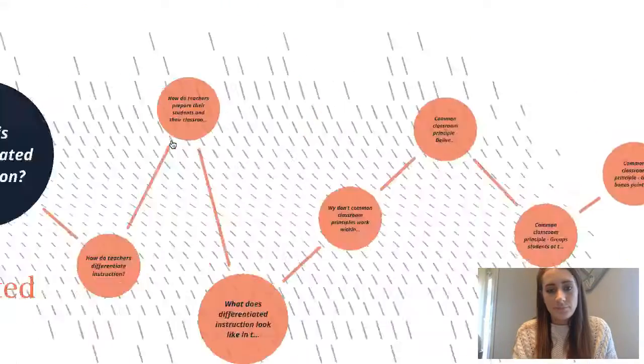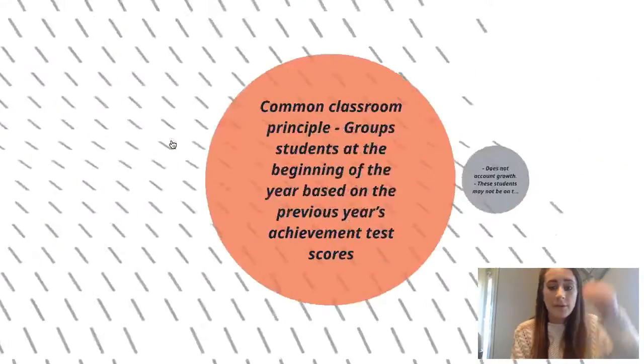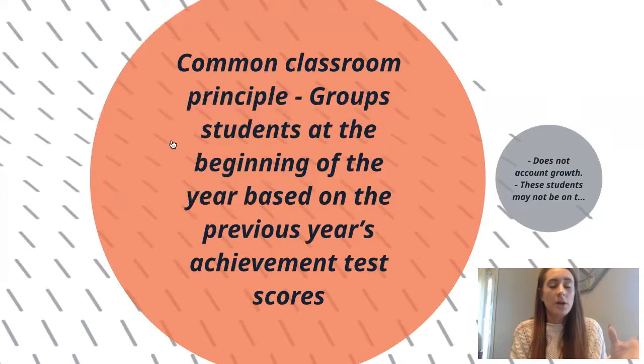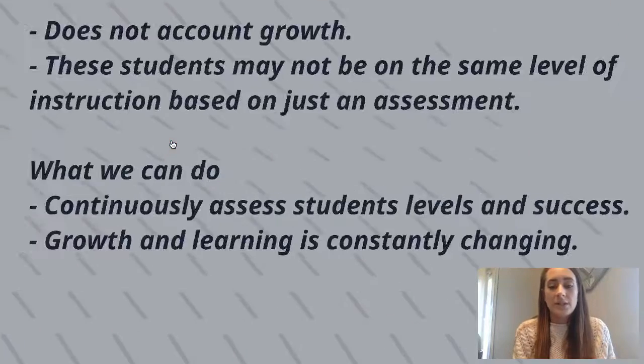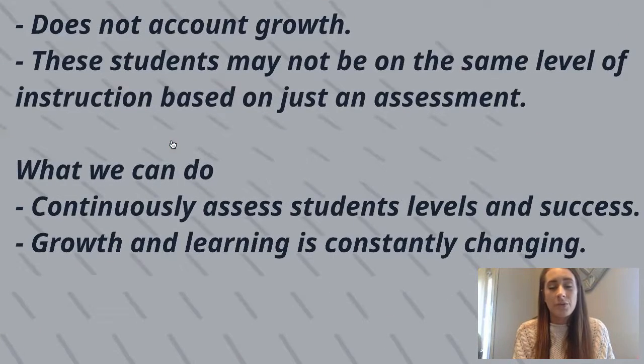Another common classroom principle is grouping the students at the beginning of the year based on the previous year's achievement test scores. Now this doesn't work because it doesn't account for growth since the year before. Students are always growing, learning, even if it's over the summer. We need to constantly assess where a student is at.